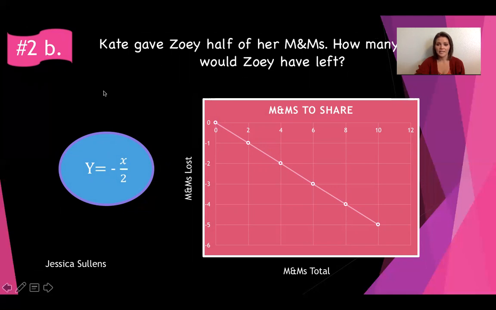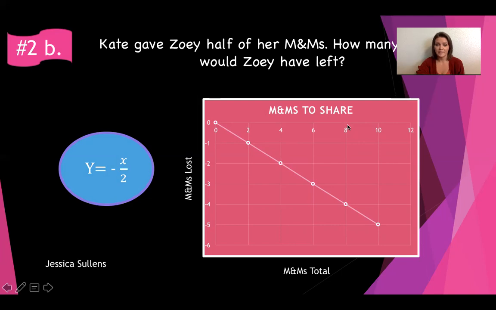Well, what we're going to do is plug in how many she has to start with. Remember, that's our x. And then the y will be how many she has left. Okay, so let's say that she has 4 M&Ms. So we have our negative 4 right here for x, over 2, and that is going to equal 2. So she would have 2 M&Ms left. We can see that's where it meets because she lost 2, so she has 2 left.